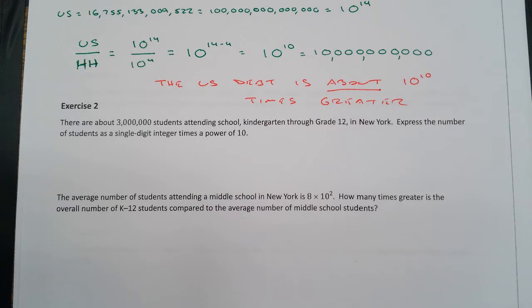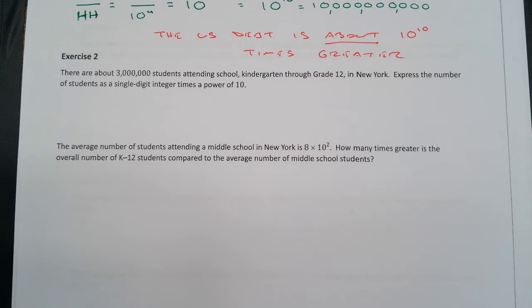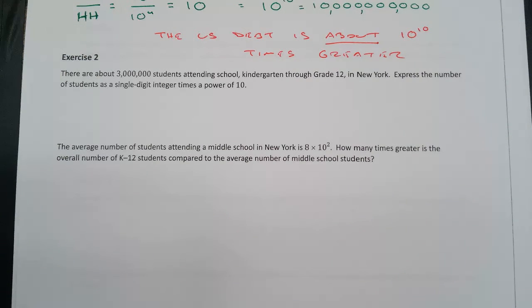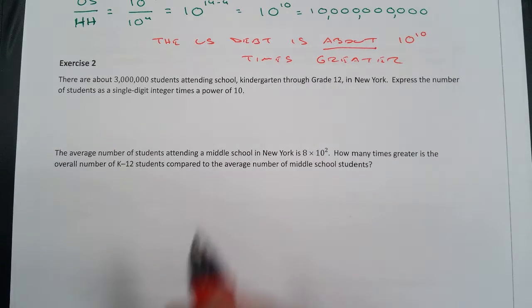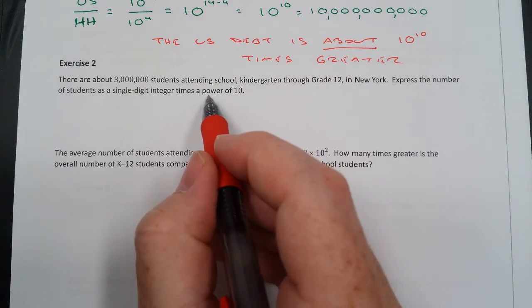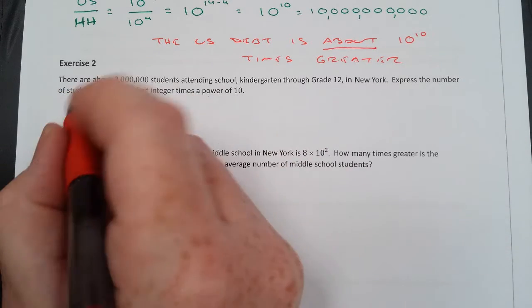So looking at exercise 2, it says there are about 3 million students attending school, kindergarten through 12th grade, in New York. 3 million students in school in New York. Express the number of students as a single-digit integer times a power of 10, which means it wants us to turn 3 million into a single digit times a power of 10, times a place value. So here's how we do this one.